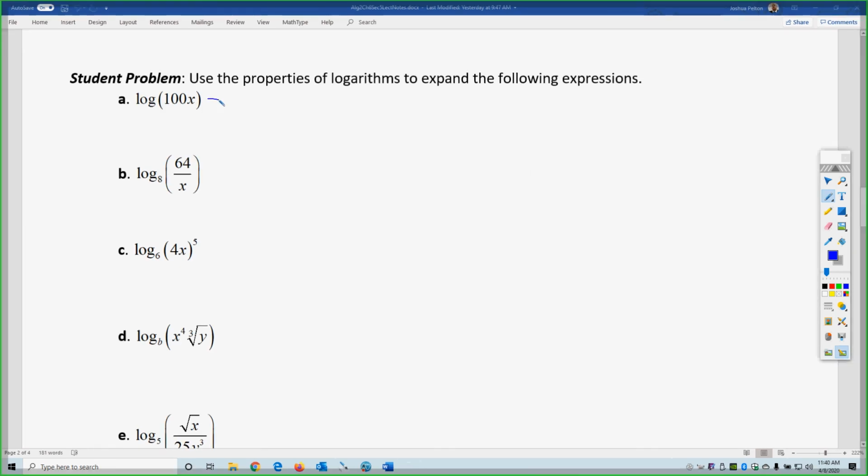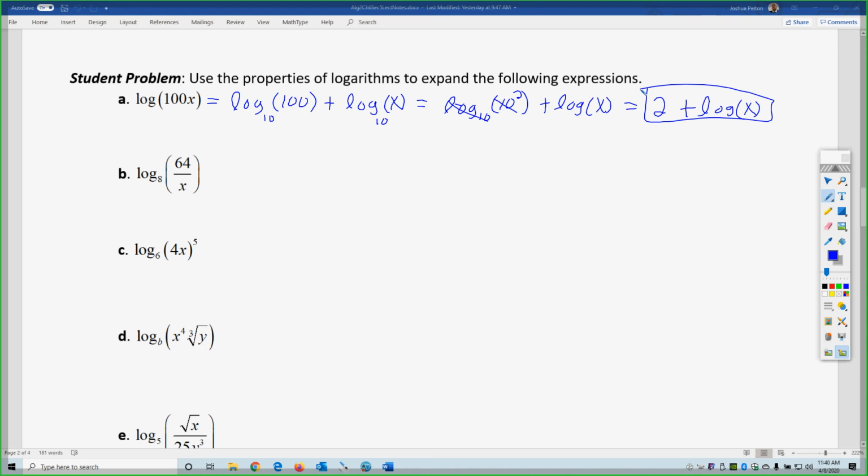Okay, so we have a product rule, log 100 plus log of x, but again, this is common log since no base is specified. So if I really think about what I have here, I have really log base 100, base 10, and 100 is actually 10 squared. So those cancel, leave me with 2 plus log of x is our final answer.